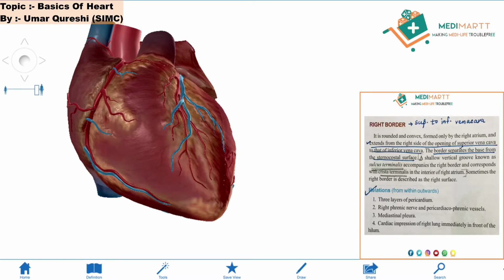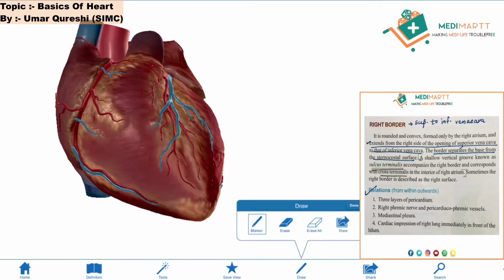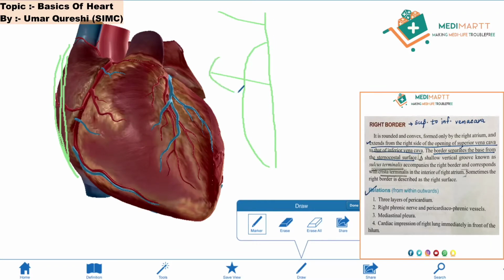Okay, so let's start. Now, what A.K. Datta is trying to say is that the right border is rounded and convex. As we all know, it is a little bit rounded in shape, and it is convex. Now, what is convex or concave? As this is a line, or we are assuming this line, something bulging outside from this line is called convex, and something bulging inside to this line is called concave. So that's the main point.